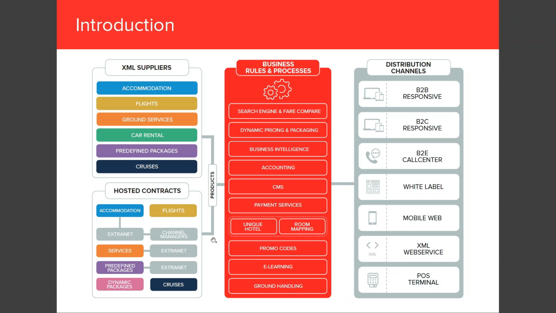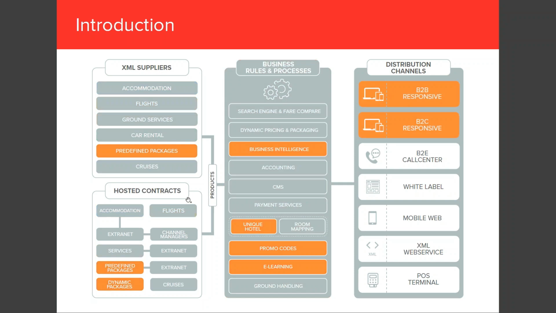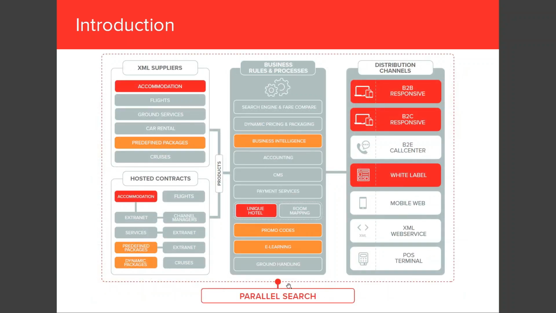In this diagram, we can observe all the currently available models in Juniper. First, let me highlight the ones that we have covered in previous emails. We have seen predefined packages as XML suppliers and hosted contract, dynamic packages, business intelligence, unique hotel, promo codes, e-learning, and our web responsive in our B2B and B2C version. Keep in mind that all our former webinars are uploaded in our YouTube channel and in your support online and are available there, okay?